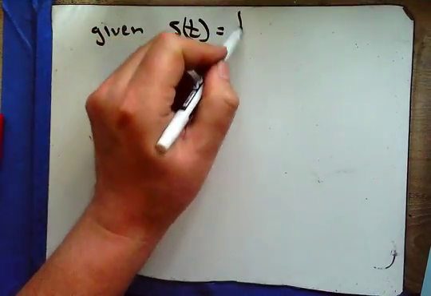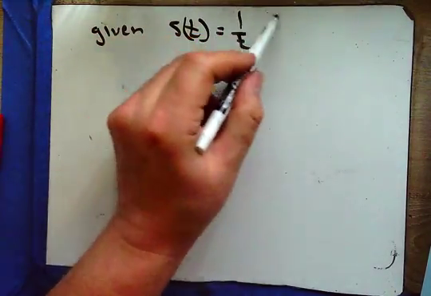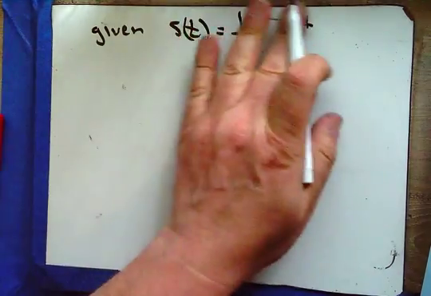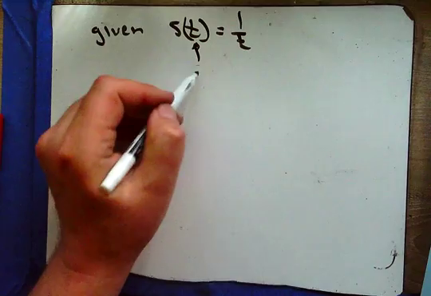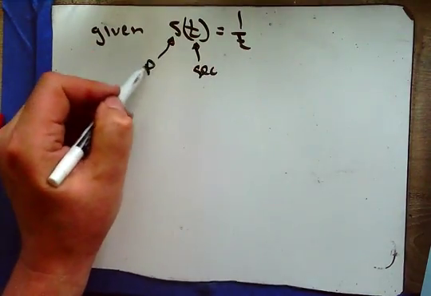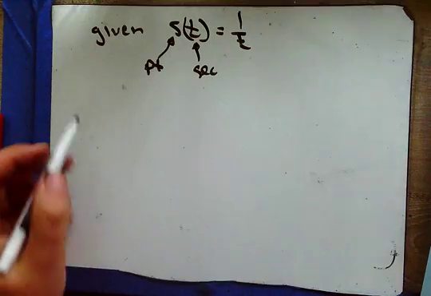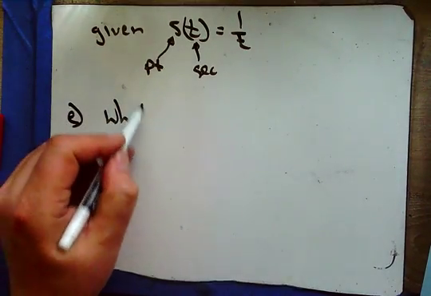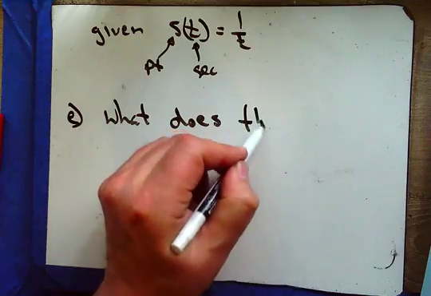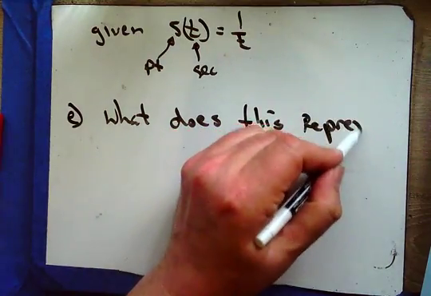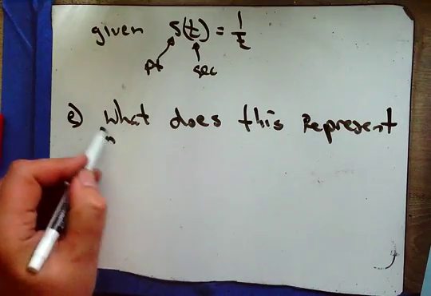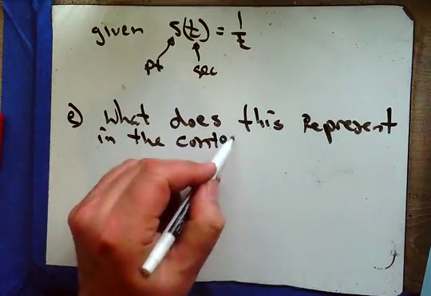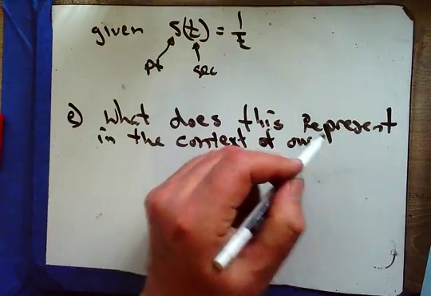Now, what's next on our list to do? Oh, so we're still working with the same given s of t equals 1 over t, and we're still talking about this being seconds and this being feet. Okay. Next question, part E says, what does this represent in the context of our problem?